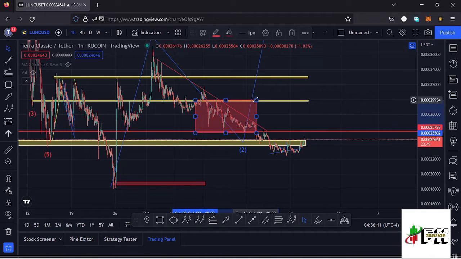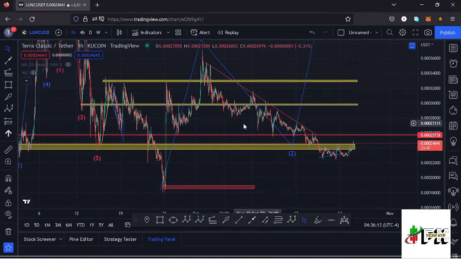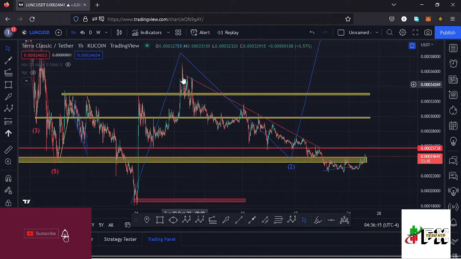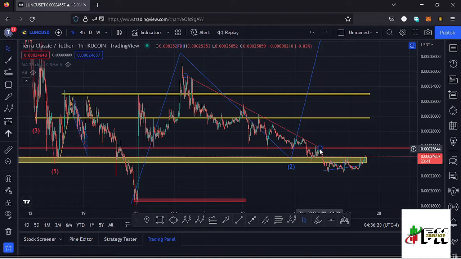Here in this formation of a wave 2 to the lower side, we saw the formation of a triangle, having this red trend line that I have over here as the upper side of that triangle. Then we have this horizontal line as the baseline of that triangle, and we have seen a breakout out of this triangle that we have right here to the lower side.